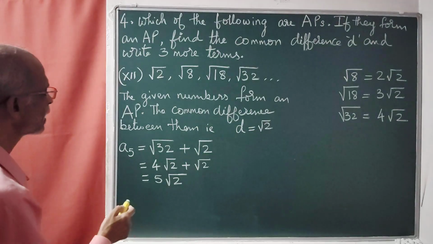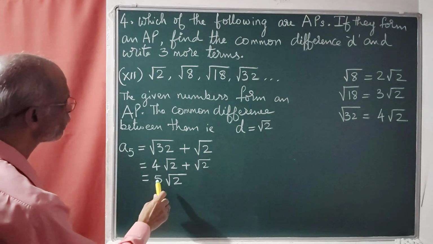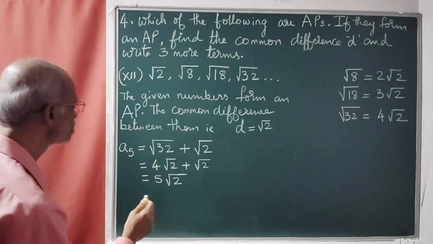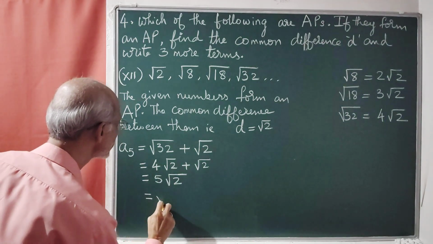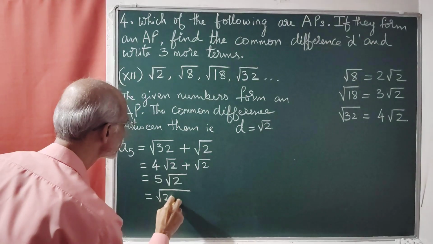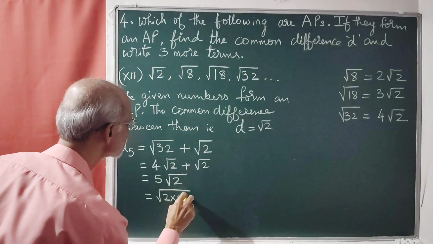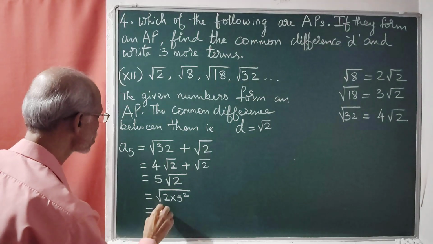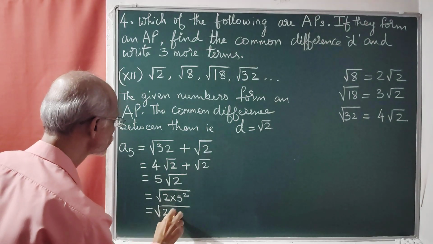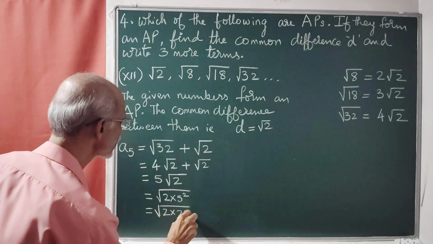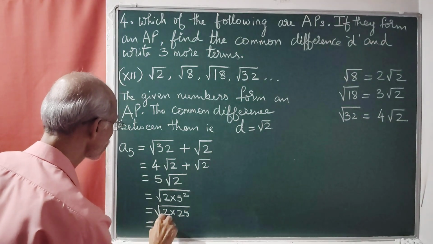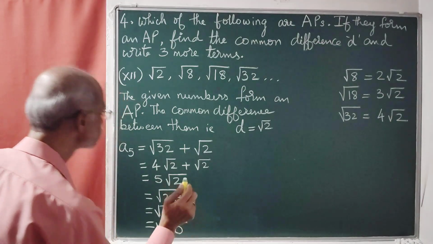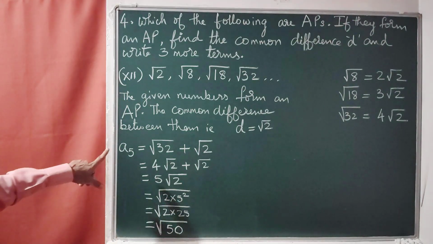Now I am going to take 5 inside the root. If I take 5 inside the root, it will become 5 square. So we get root of 2 into 5 square. So what we get? Root of 2 into 5 5s are 25. That is nothing but root of 50. So root 50 is the fifth term.